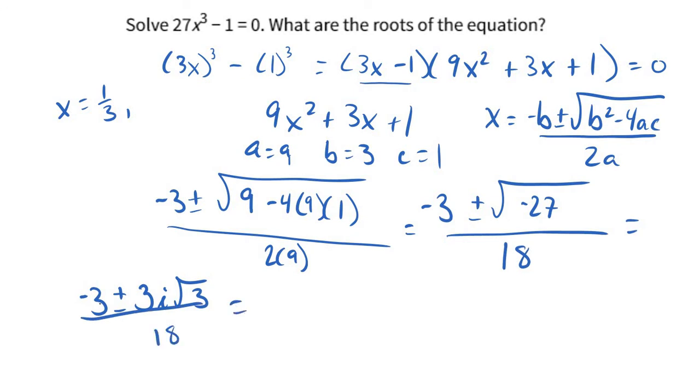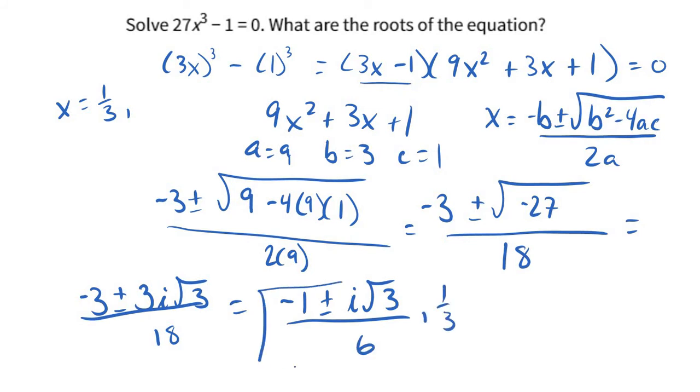Of course, now I can simplify a little. 3 divided by 18. So negative 1 plus or minus i times the square root of 3, all over 6. And then, of course, negative 1/3. So there are the 3 roots. Now these ones are imaginary, complex. That's a real root.